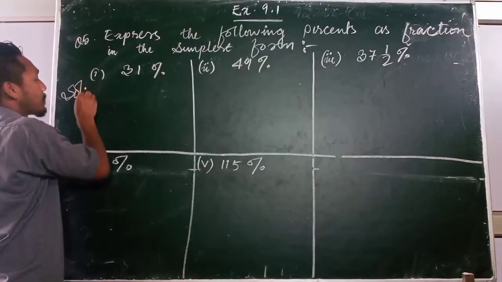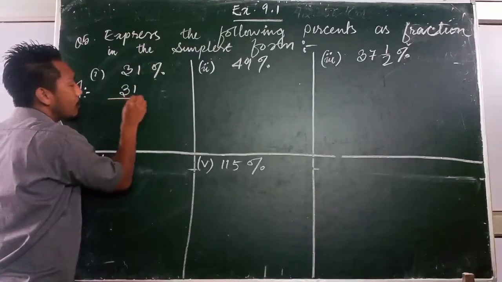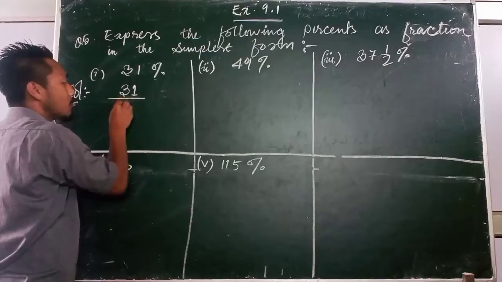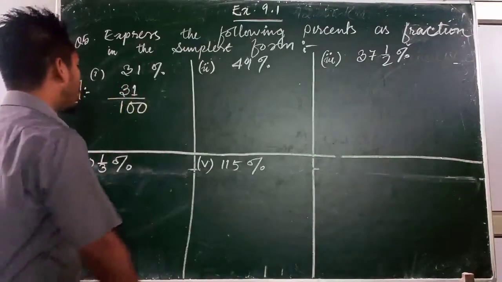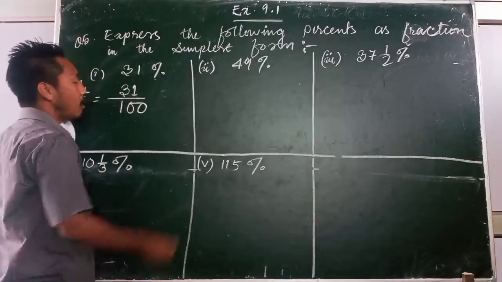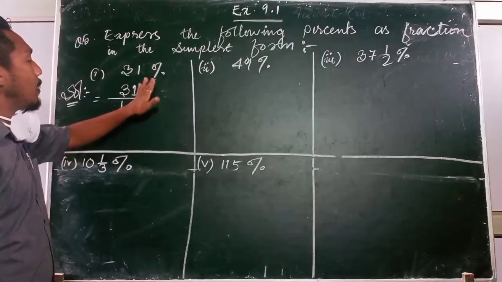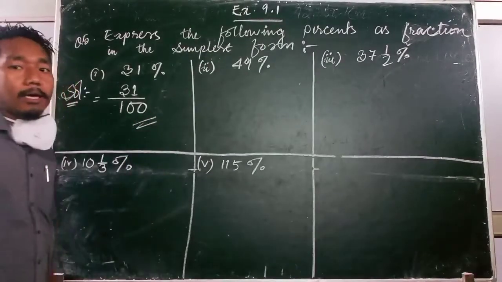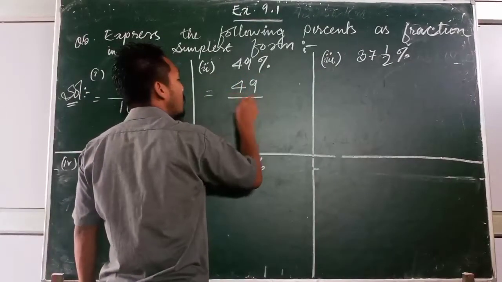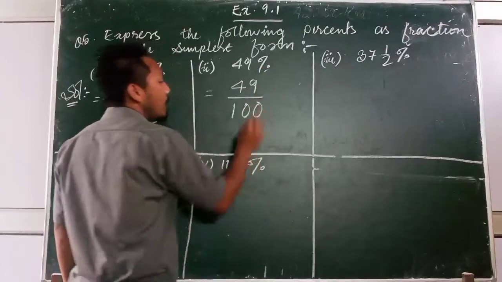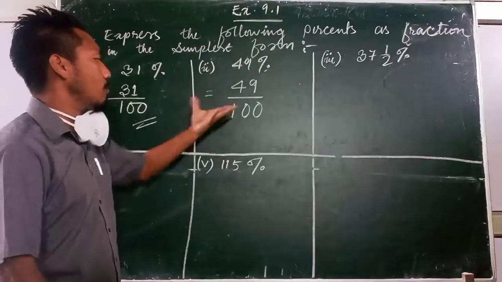Here is number 1. 31 percent. If I want to convert it to a fraction, I have to write this percentage as divided by 100. So 31 and 100 cannot be further divided. Why? Because 31 is an odd number and 100 is an even number. So this will be your answer. Similarly, I can write 49 by 100. Again, 49 and 100 cannot be further divided, so this will be your answer.